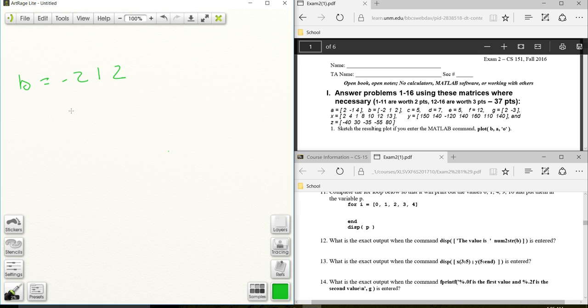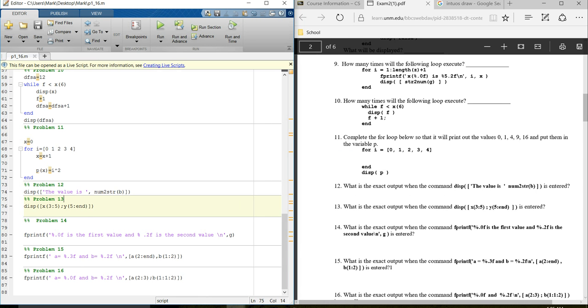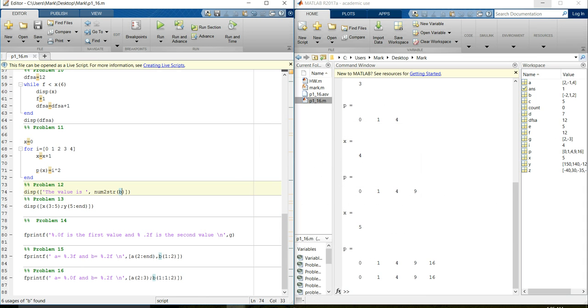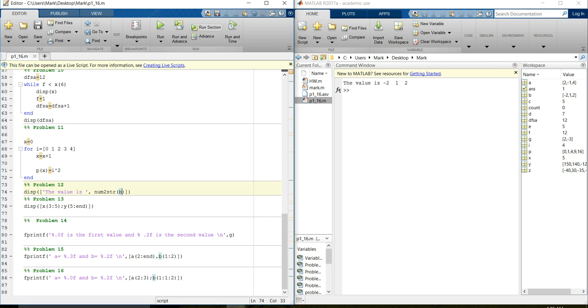So this is going to work. And let's write the answer. The answer should be, the value is -2, 1, and 2. So that should be what's displayed. Let's check to make sure that's correct. We come over here, minimize this. Just clc this really quick. For problem 12, we see that the value is -2, 1, and 2.